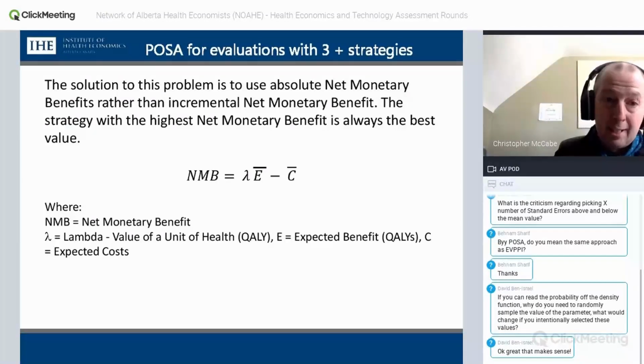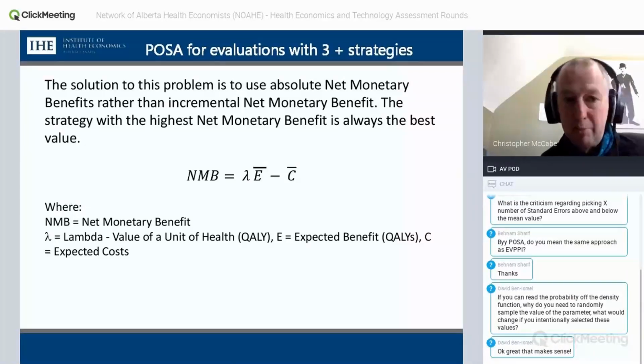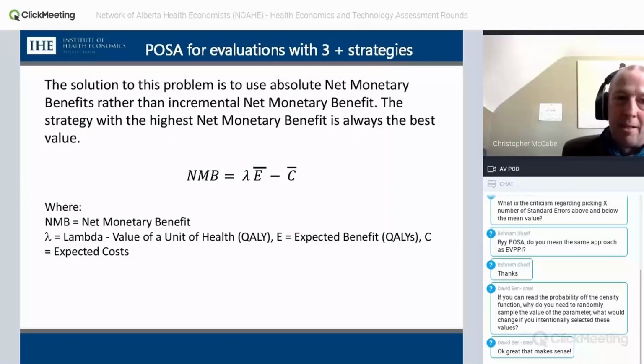The solution is really easy. The solution is to move out of the incremental net monetary benefit space and into the absolute net monetary benefit space, because always the technology with the highest net monetary or net health benefit is the best value strategy. That will always be the case. So actually, we don't need to worry about increments, whether we've got 2 or 3 or 4 or 10. The technology with the highest expected net monetary benefit is the best value technology.